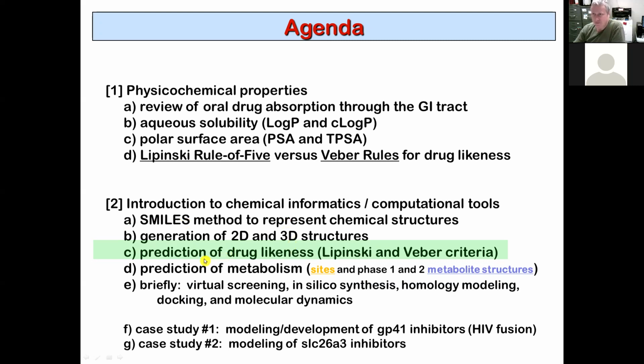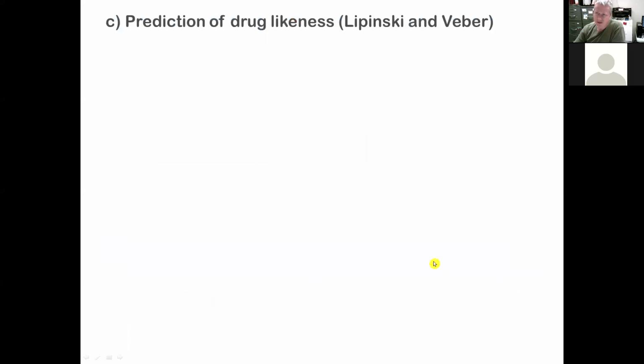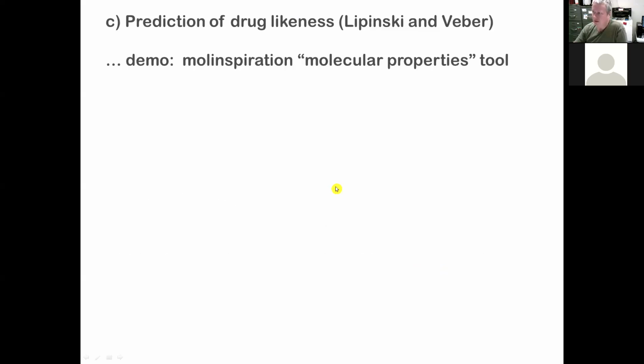Okay, so given SMILES, now we're going to predict drug likeness using those Lipinski rules and the Weber rules. And we're going to use computer tools to let us do that, okay? All right, so let's try that. Drug likeness is a very common thing, especially in high throughput screening of drugs. We're going to use this Molinspiration molecular properties tool to do this.